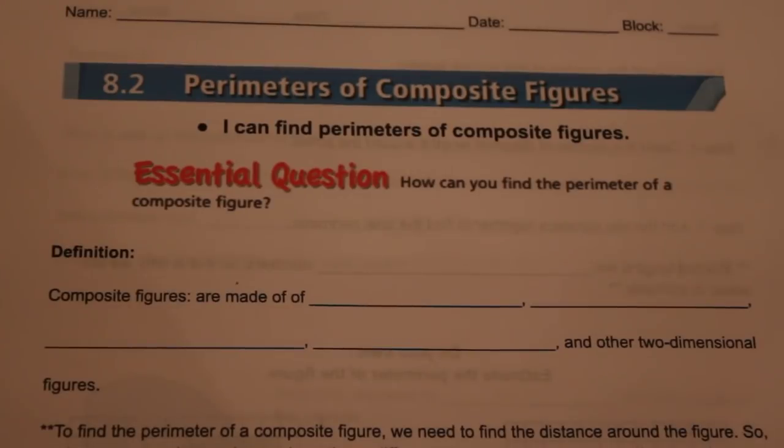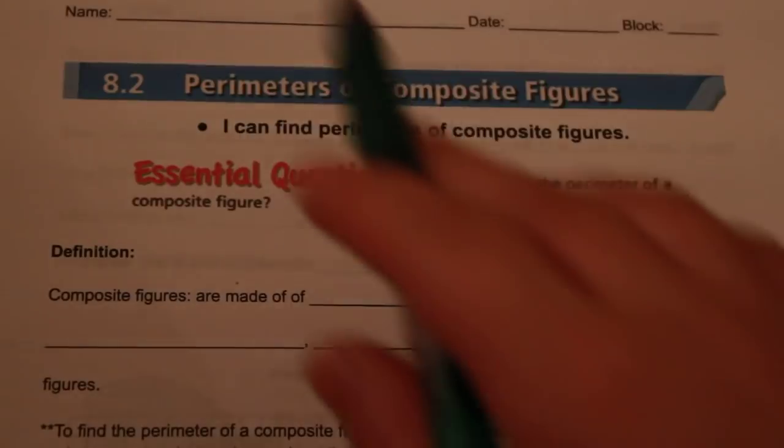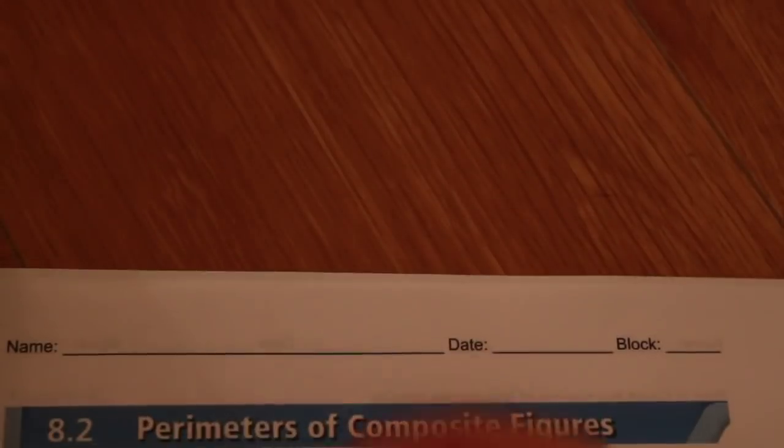Perimeters of composite figures. Composite figures are shapes where we have multiple shapes that make up that figure. So, first thing I want you to do here is put your name right up top.